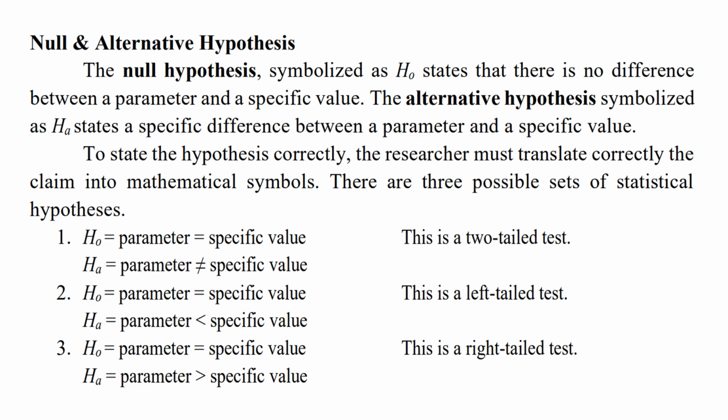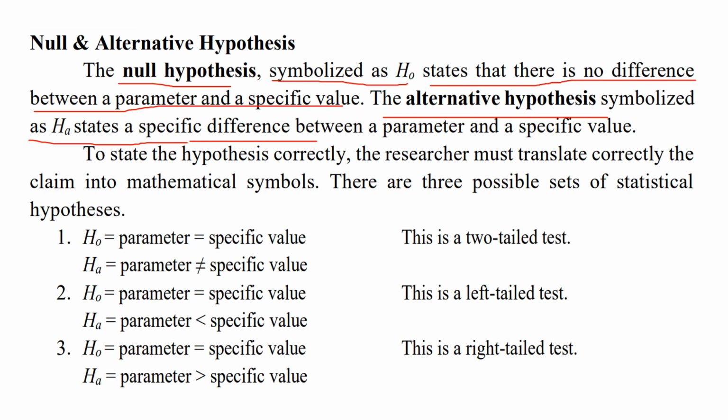So our null and alternative hypothesis. The null hypothesis, symbolized as H0, always states that there is no difference between a parameter and a specific value. And the alternative hypothesis, symbolized as HA, states a specific difference between a parameter and a specific value. To state the hypothesis correctly, the researcher must translate the claim correctly into mathematical symbols. We are simply converting a statement to mathematical symbols to make things easier to deal with.